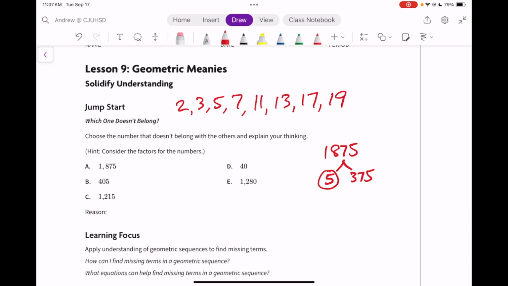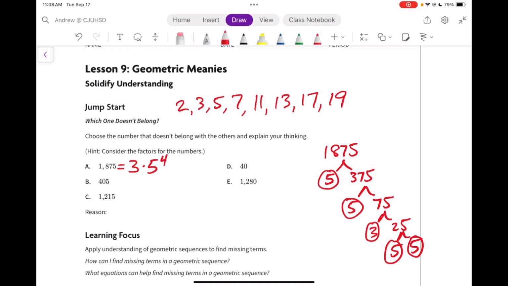Now let's break down 375. That will divide by 5. You get 5 times 75. Break down 75, you get 3 times 25. And 25 is 5 times 5. So put all together and in order, 1,875 is 3 times 5 to the 4th power. 1, 2, 3, 4.